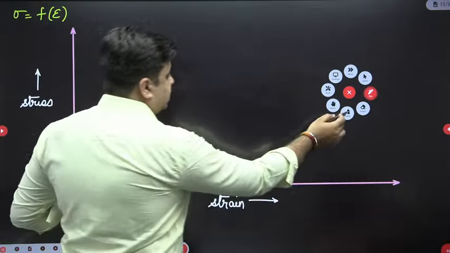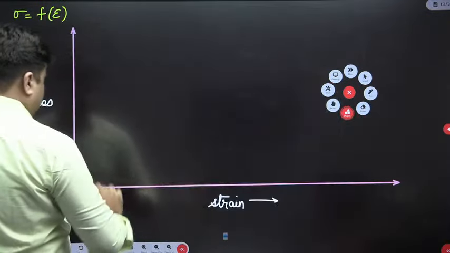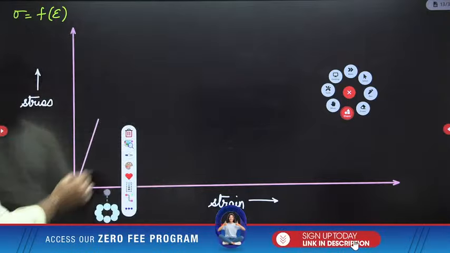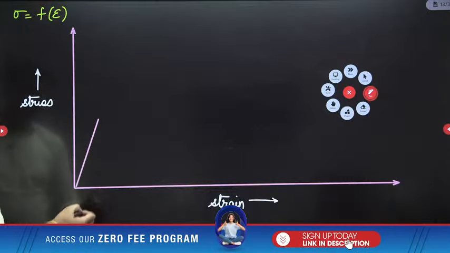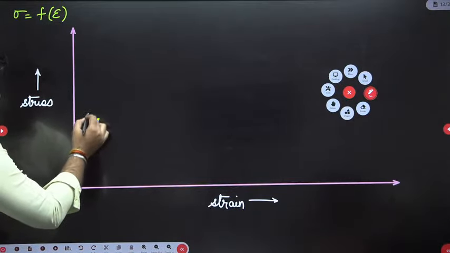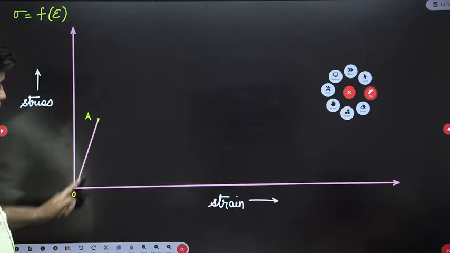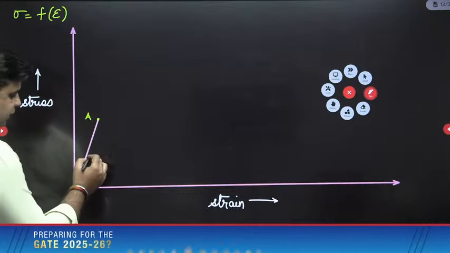Now let's quickly see the stress strain diagram for mild steel. It starts like this. When you initially apply the load, the stress will be directly proportional to strain up to the proportionality limit, and the curve is a straight line. The slope of this straight line is nothing but the Young's modulus.